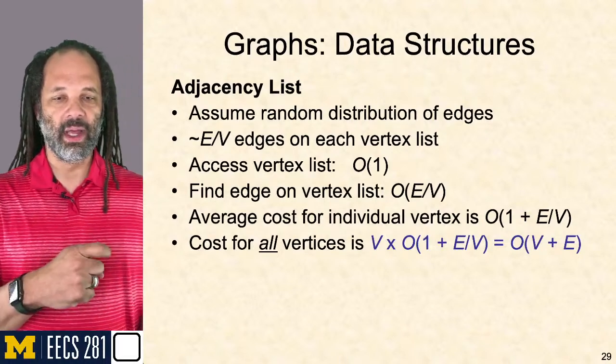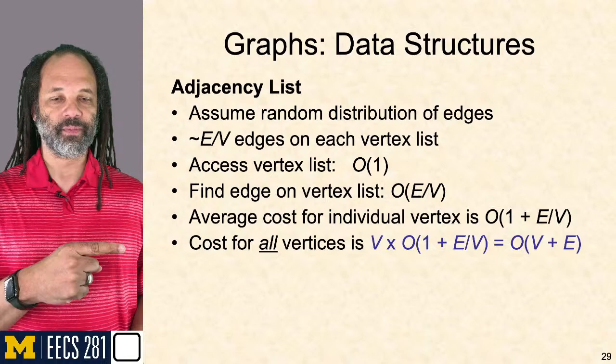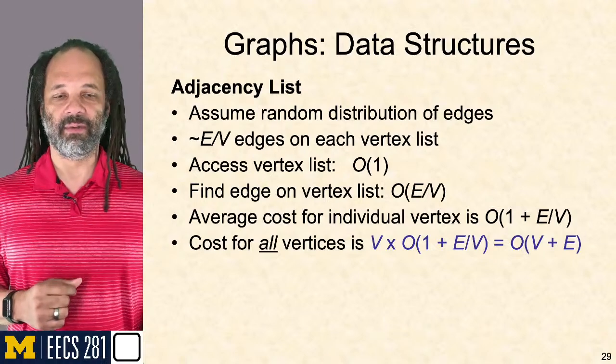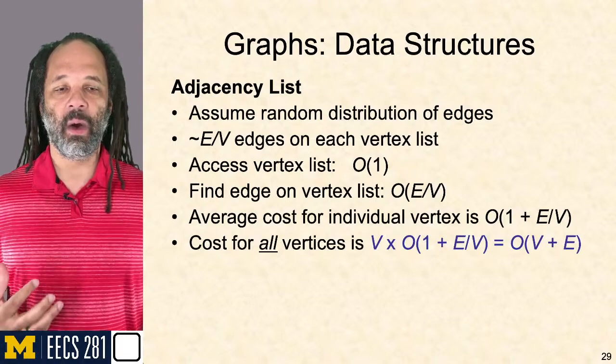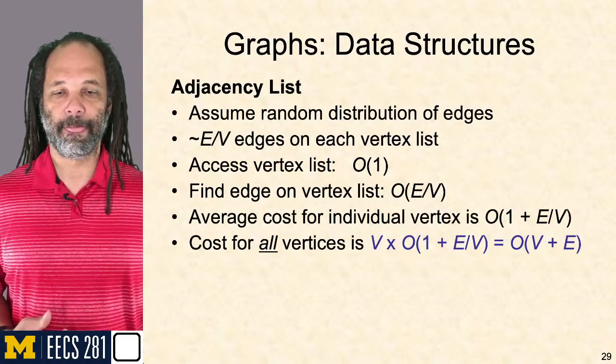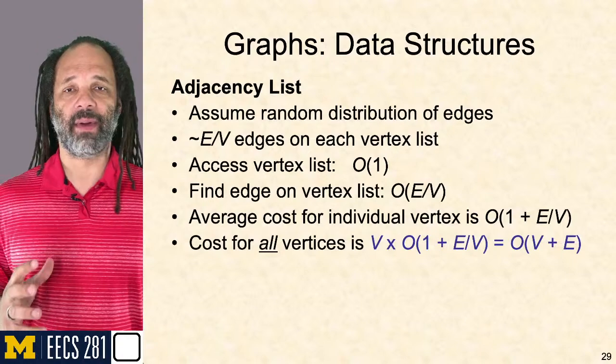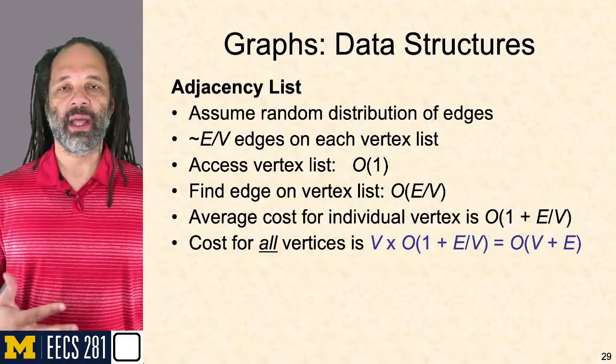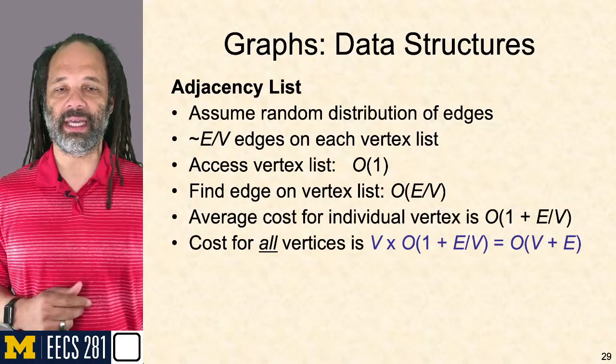And you see that here in this bottom line, where I say that V times big O of 1 plus E over V is actually big O of V plus E. And that's what it feels like to process all the vertices in an adjacency list. You're doing on the order of V plus E work.